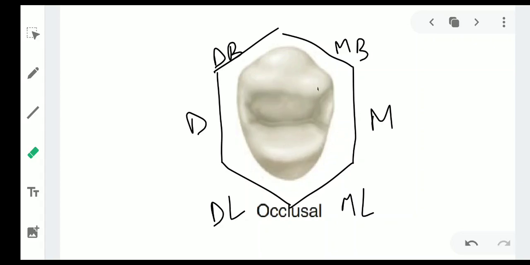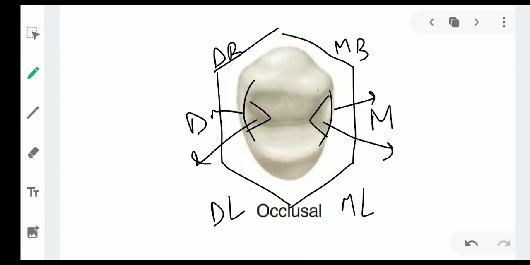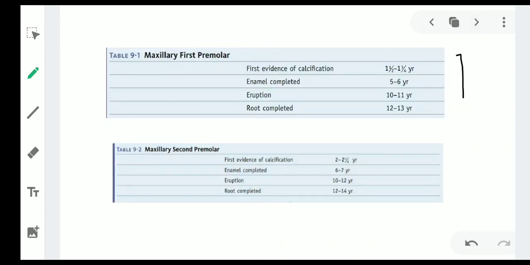Now there are marginal ridges. This is the mesial marginal ridge and this is the distal marginal ridge. As you can see, these triangular areas are known as the mesial triangular fossa and the distal triangular fossa. And these points here are the mesial and distal developmental pits. Now coming to the chronology, this is the chronology of both the teeth.